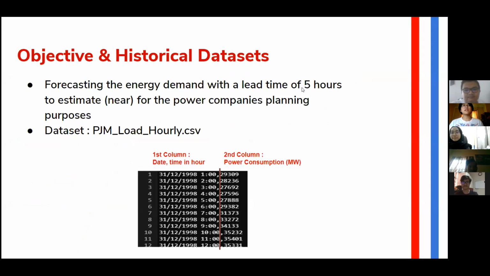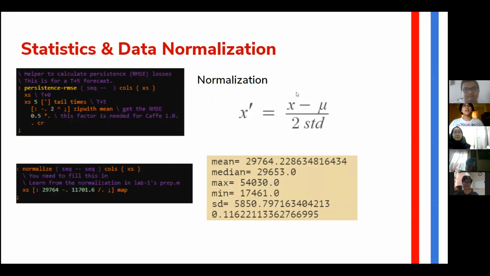The dataset, PGM load only.csv, consists of 2 columns: the first column is the date in hours, and the second column is power consumption in megawatts. Then, in the statistics and data normalization, we use this equation to normalize the data, using the mean and standard deviation.